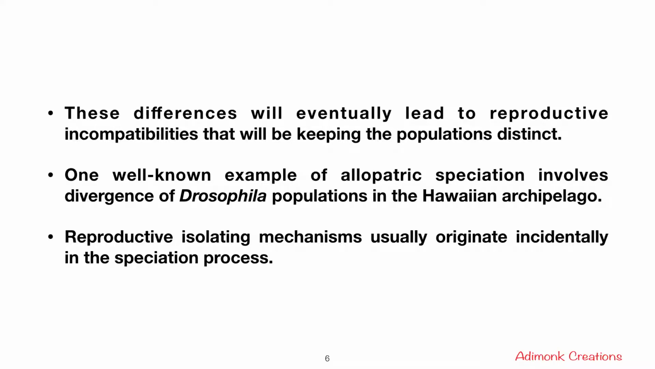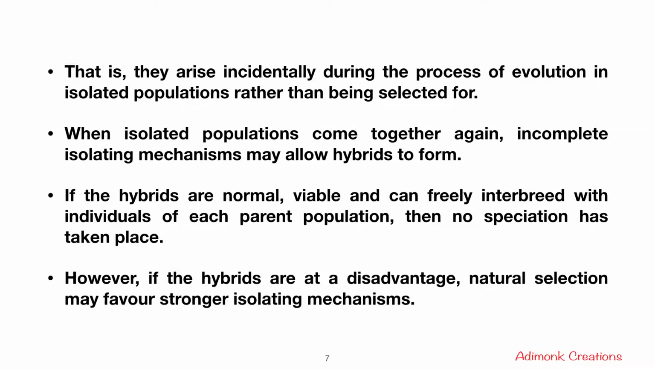So one of the well-known examples of allopatric speciation involves divergence of Drosophila populations in the Hawaiian archipelago. So reproductive isolating mechanisms usually originate incidentally in the speciation process. So that is, they arise incidentally during the process of evolution in isolated populations rather than being selected for. So when isolated populations come together again, incomplete isolating mechanisms may allow hybrids to form.